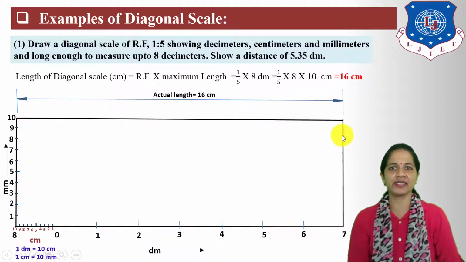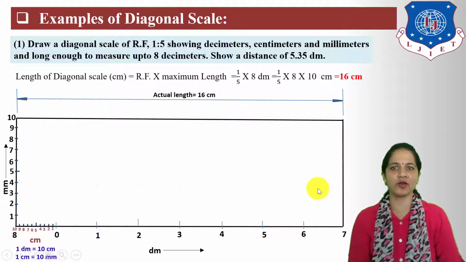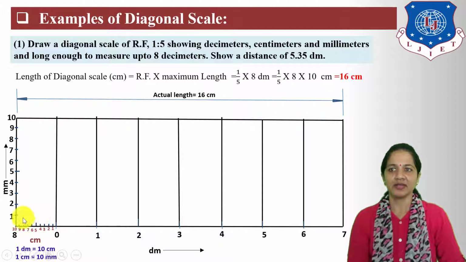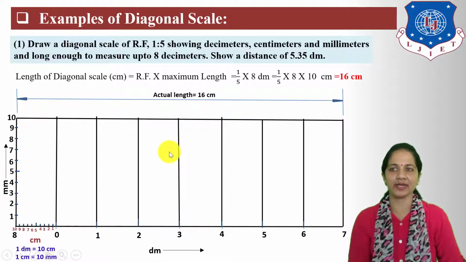Next, complete rectangle. Draw vertical line passing through all main division of decimeter. Next, draw horizontal line passing through all division of millimeter.